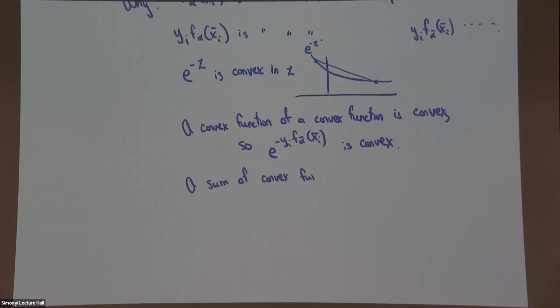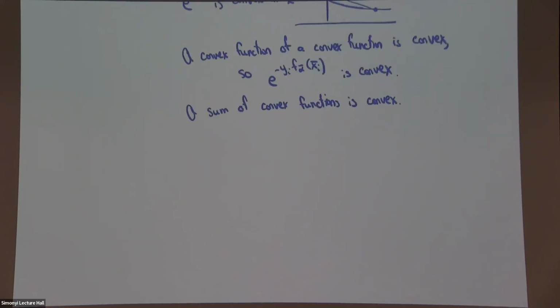And if you can remember all of these rules, it makes your life a lot easier when somebody plops a function up there on the screen. You can go, oh yeah, I know how to minimize that thing. That's convex. The sum over i of e to the negative yi f alpha of xi is convex.